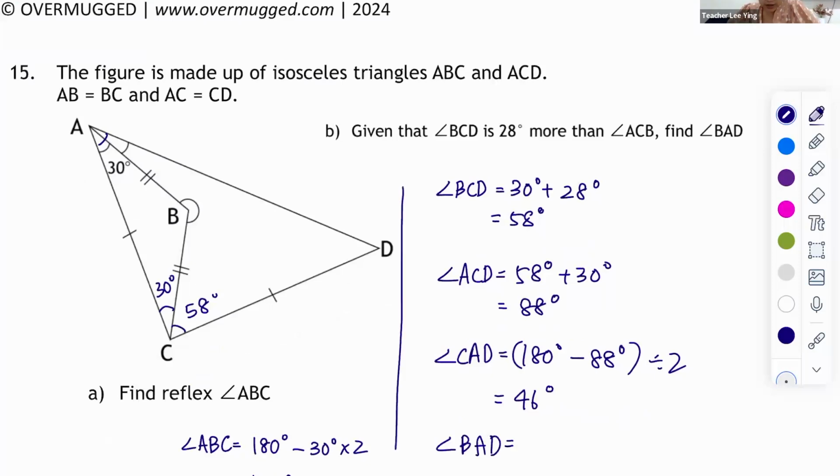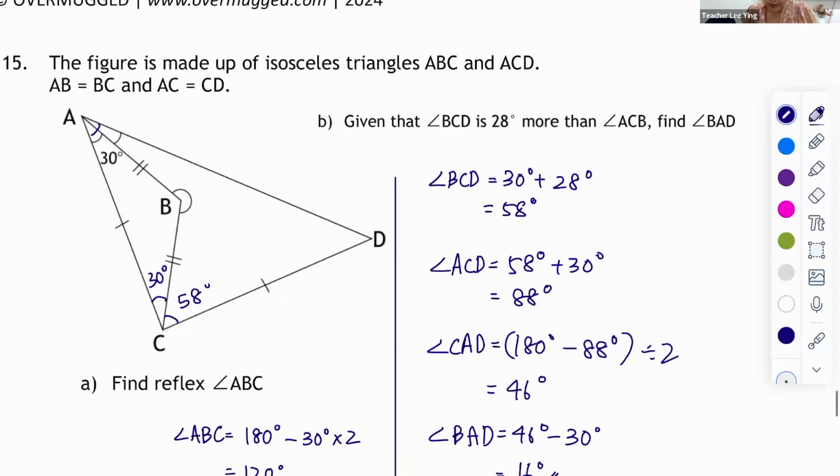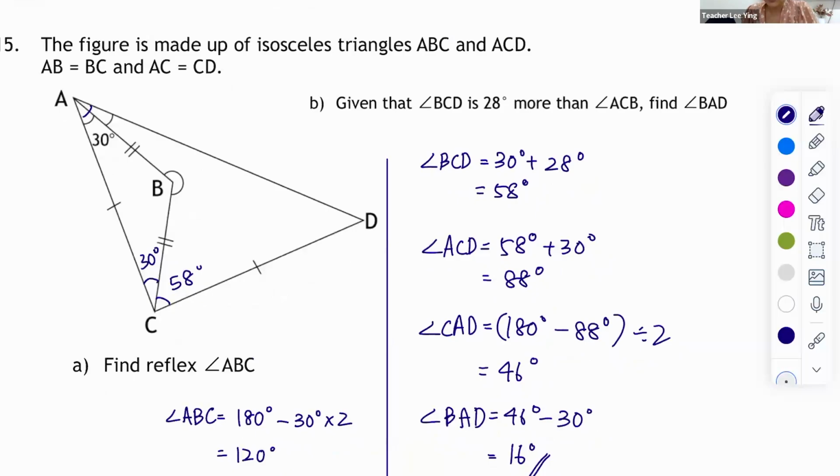Angle BAD is going to be 46 degrees, subtract 30 degrees to get 16 degrees. And that is my answer. So that's question 15.